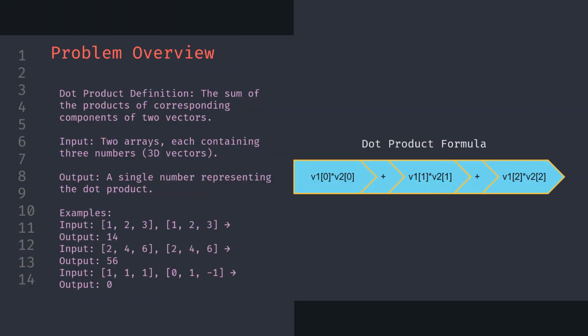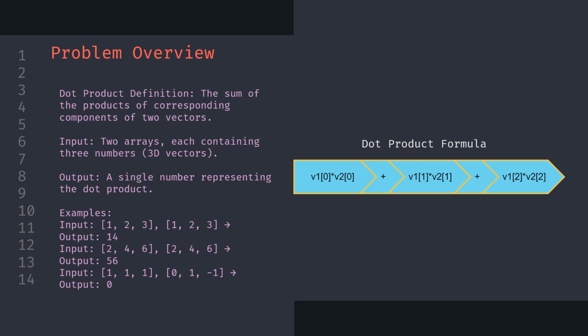The dot product is calculated by multiplying corresponding components of two vectors and summing their results. For example, for the arrays [1, 2, 3] and [1, 2, 3], the dot product is 1 times 1 plus 2 times 2 plus 3 times 3, which is 14.